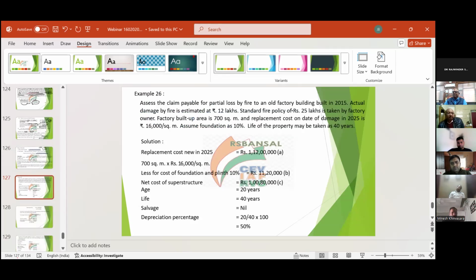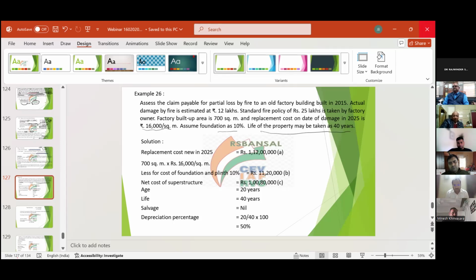Assess the claim payable for a partial loss by fire to an old factory building built in 2015. Actual damage by fire is 12 lakh. A standard fire policy for 25 lakh is taken by the factory owner. The factory built-up area is 700 square meter, and the replacement cost on the date of damage in 2025 is 16,000 per square meter. Assume the foundation as 10%, and the life of the property may be taken as 40 years.